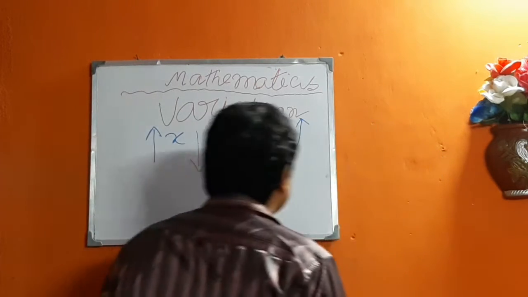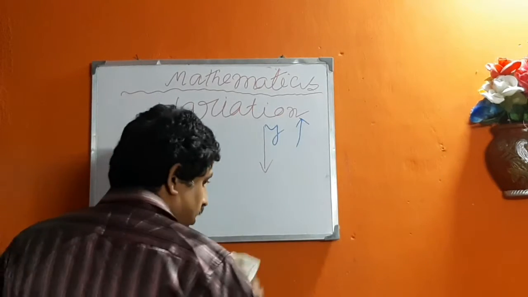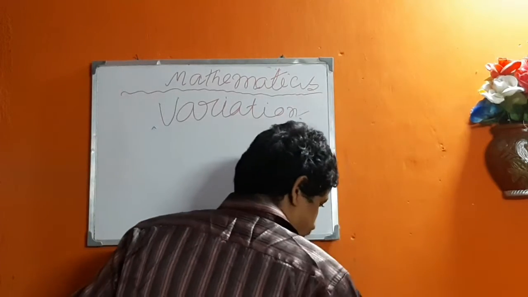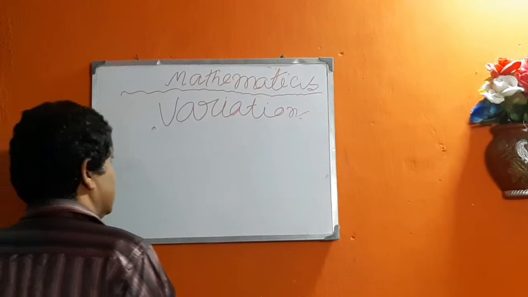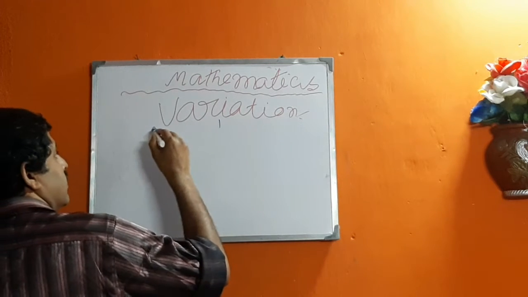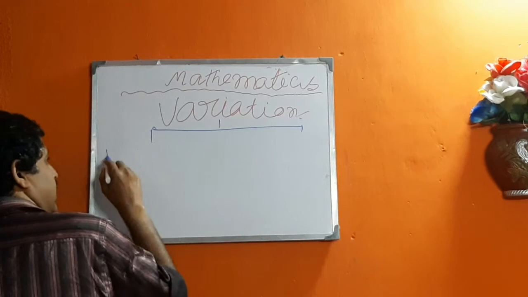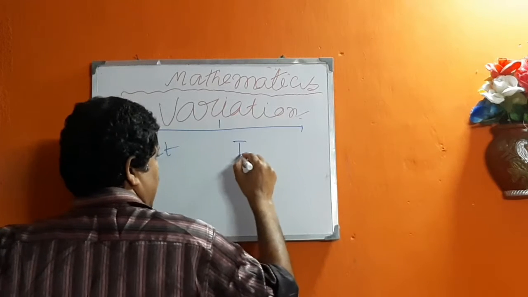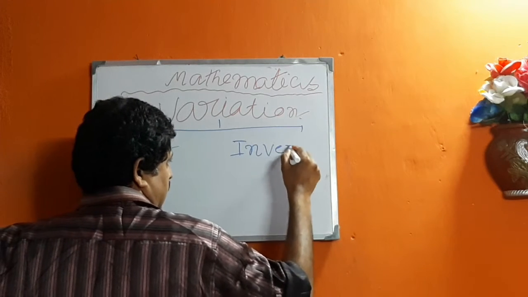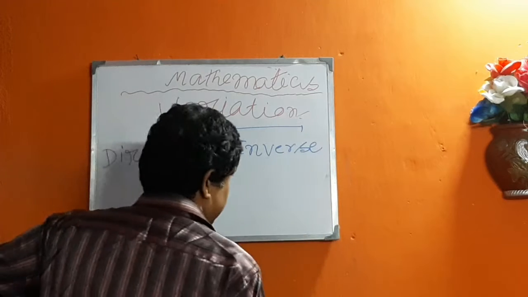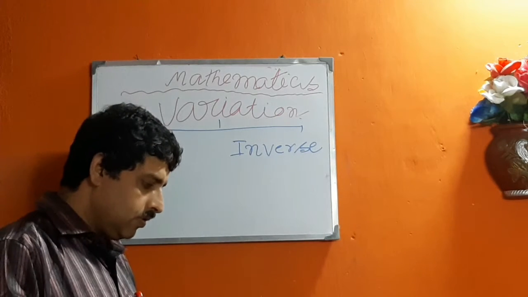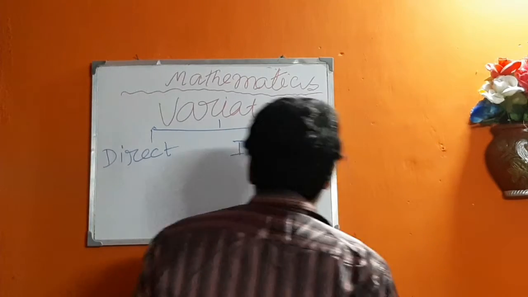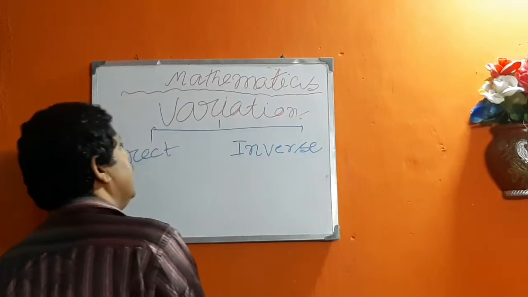Variation is of two types: direct variation and inverse variation. So what is direct variation and what is inverse variation?